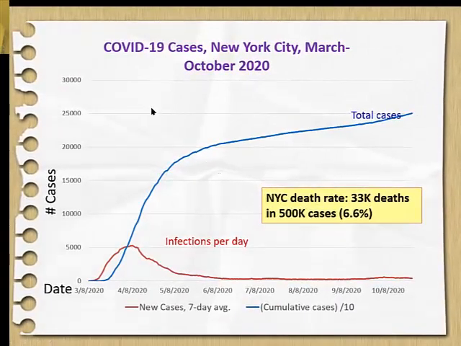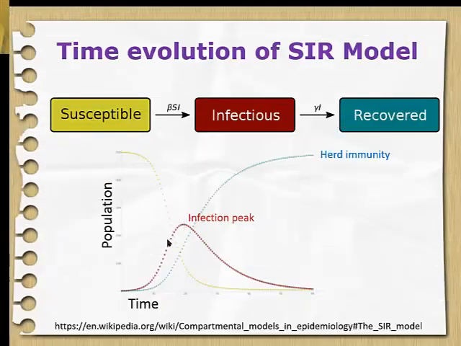Now, here's a data set gathered from New York City. This is actual New York data, and it shows the total number of cases from March 2020 to October 2020, and you see how the cases are rising. And here you see the infections per day. Now notice this is very, very close to this mathematical curve here, where you have an infectious peak and you have the recovered who have herd immunity.